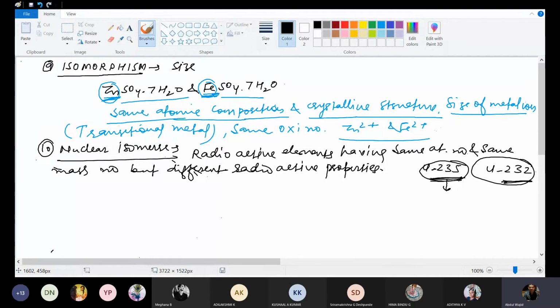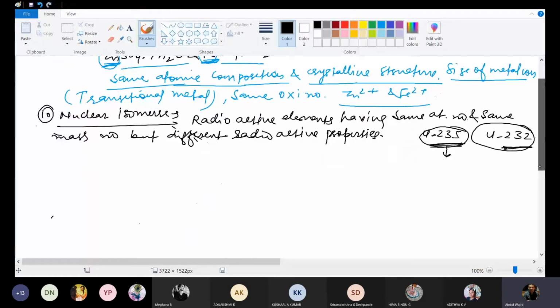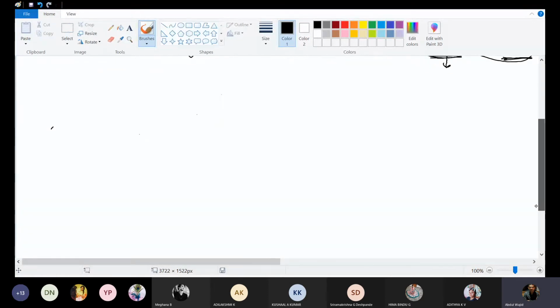Is this all okay? Always stress on examples so that you can write the theory also based on that example. You need not mug up the theory. From the example itself, you will get an idea of what to write. Should I go to the next one? Is this all over? Yes, sir. Okay, fine.